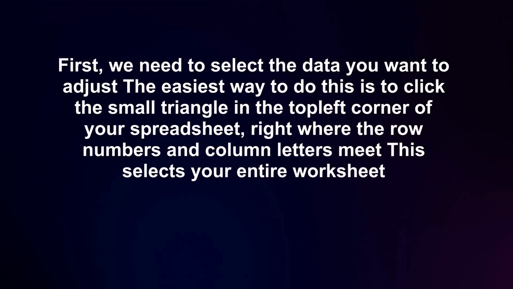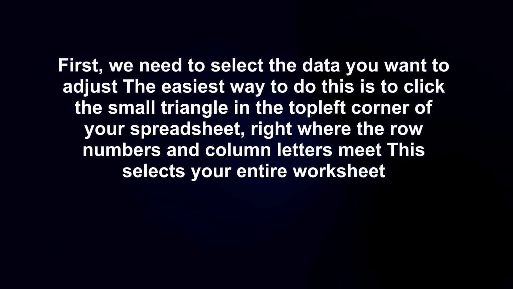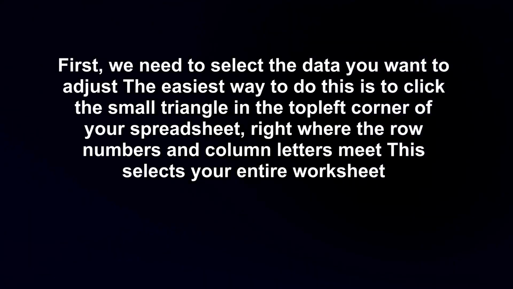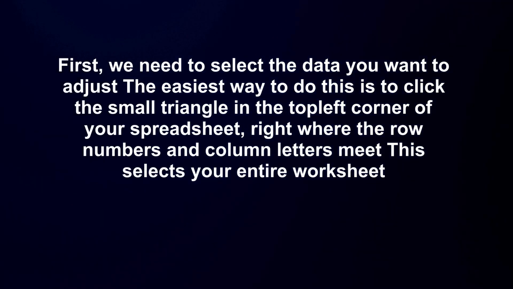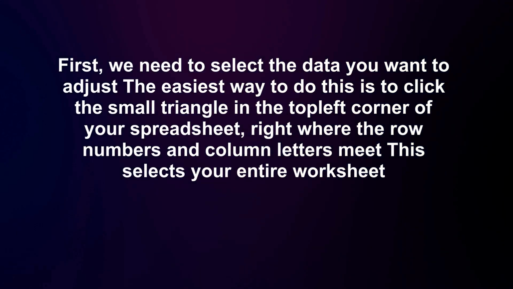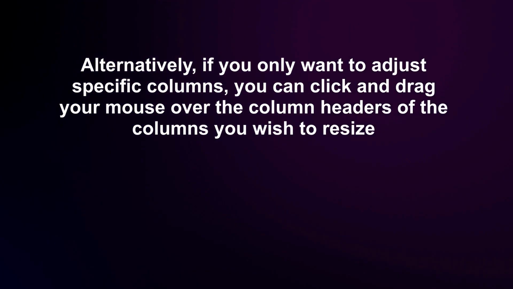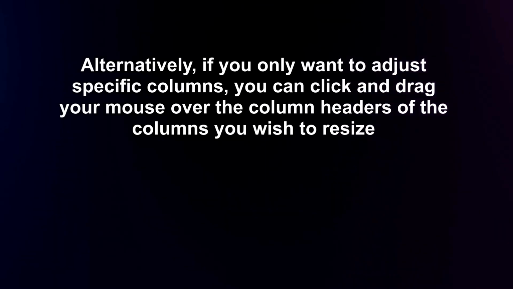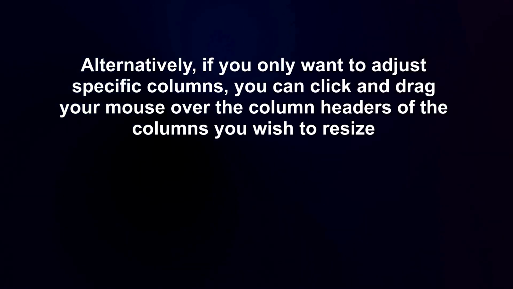First, we need to select the data you want to adjust. The easiest way to do this is to click the small triangle in the top left corner of your spreadsheet, right where the row numbers and column letters meet. This selects your entire worksheet. Alternatively, if you only want to adjust specific columns, you can click and drag your mouse over the column headers of the columns you wish to resize.